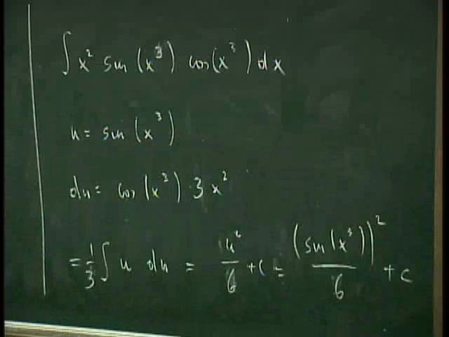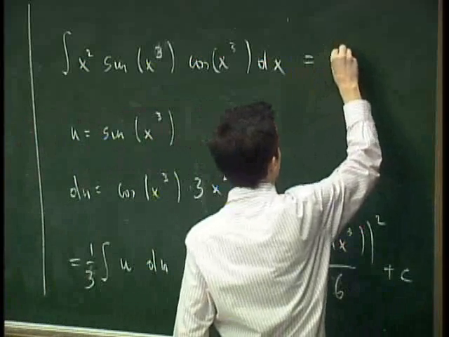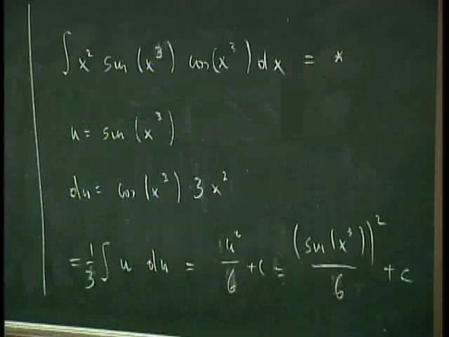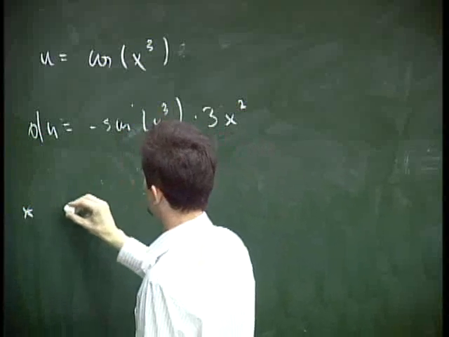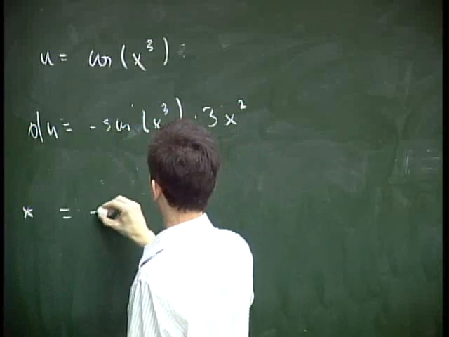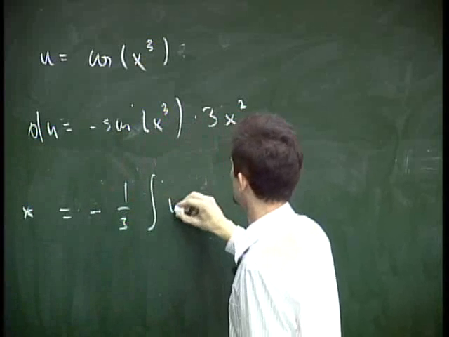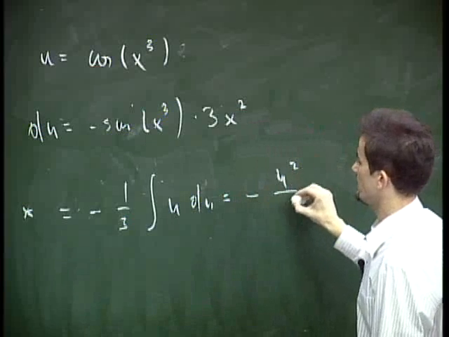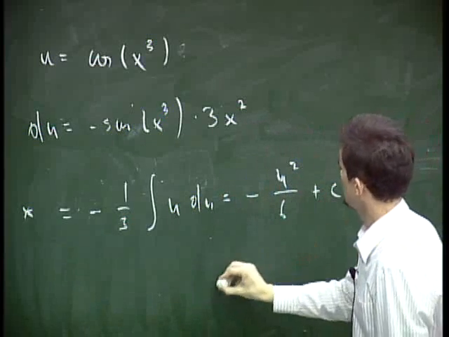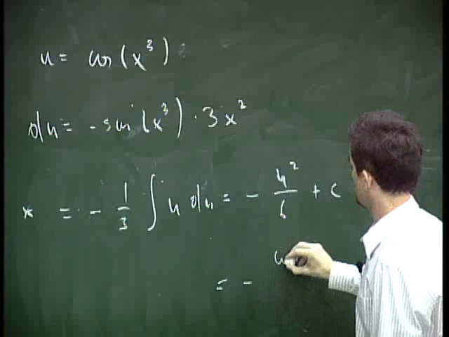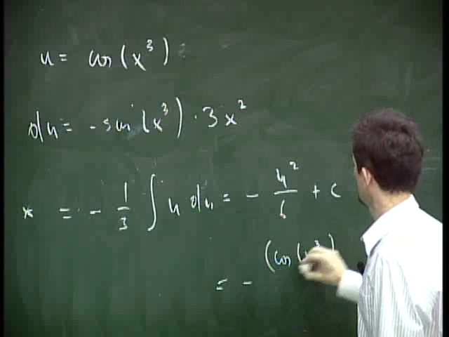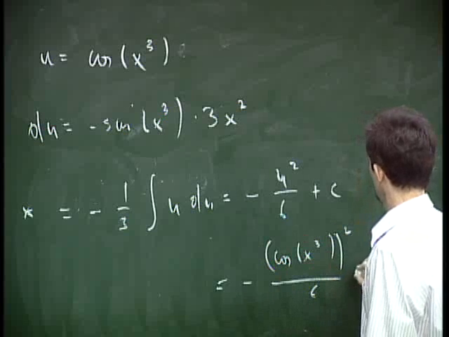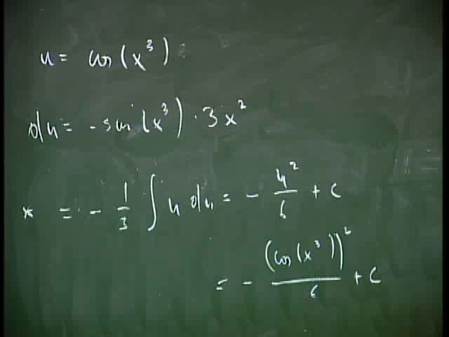Okay, but it's similar, so the original integral is equal to minus 1 over 3, and you have the same integral of u du, which is minus u squared over 6 plus a constant. And if you again plug in our substitution, okay, those two answers are not different; they are the same.